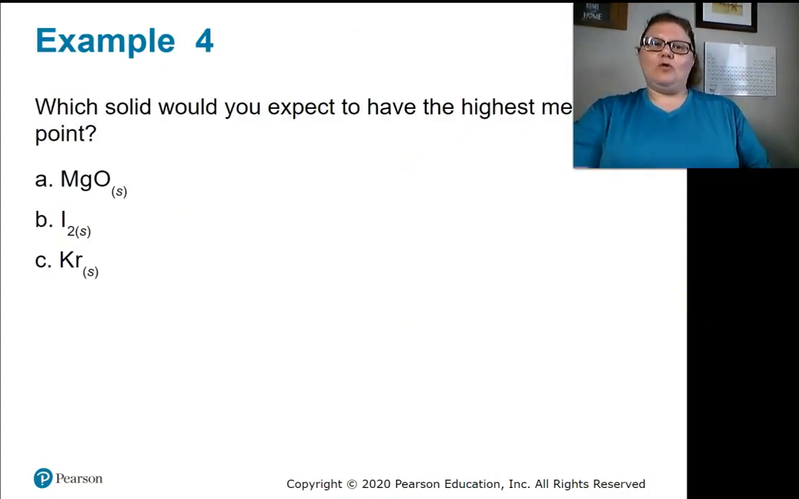All right, so example 4. Which solid would you expect to have the highest melting point? We have magnesium oxide, we have a diatomic iodine, and we have krypton.